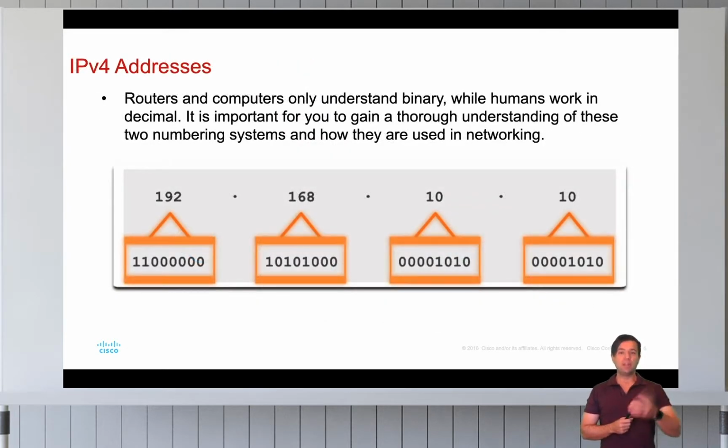Now, if we take a look at this, it shows it a little bit more clearly. That is an IP version 4 address: 192.168.10.10. That's the way we see it. But a computing device will see it as 4 separate binary bit strings, each being 8 bits in length. And it actually uses that bit string to make decisions.